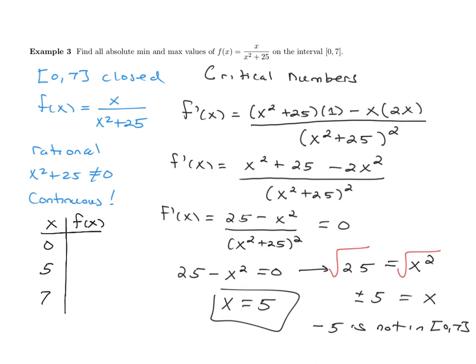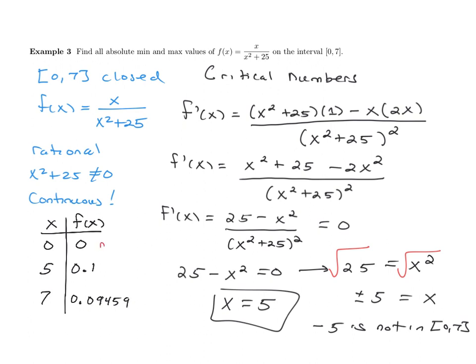Between these three numbers, by the extreme value theorem, there must be a largest and there must be a smallest. The largest is the absolute max, and the smallest is the absolute min. So I get 0, 5, and 7. Okay, at 0, it's equal to 0. At 5, it's equal to 0.1, or a tenth. And then at 7, it's approximately equal to 0.09459. So what does this all mean?